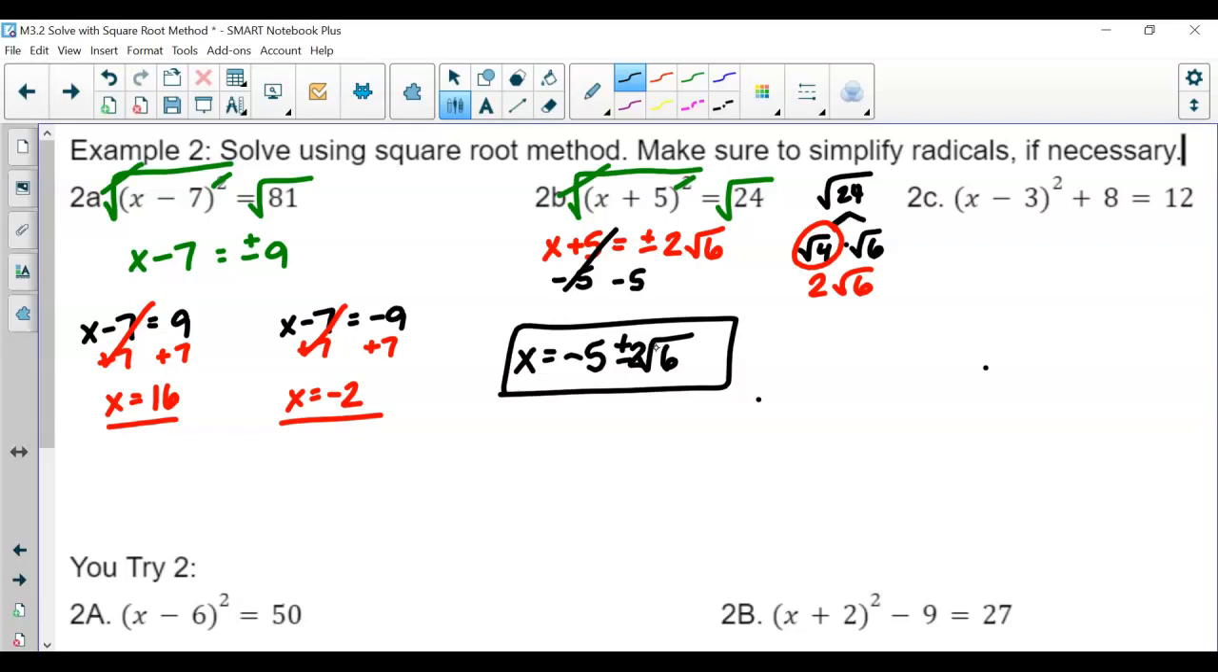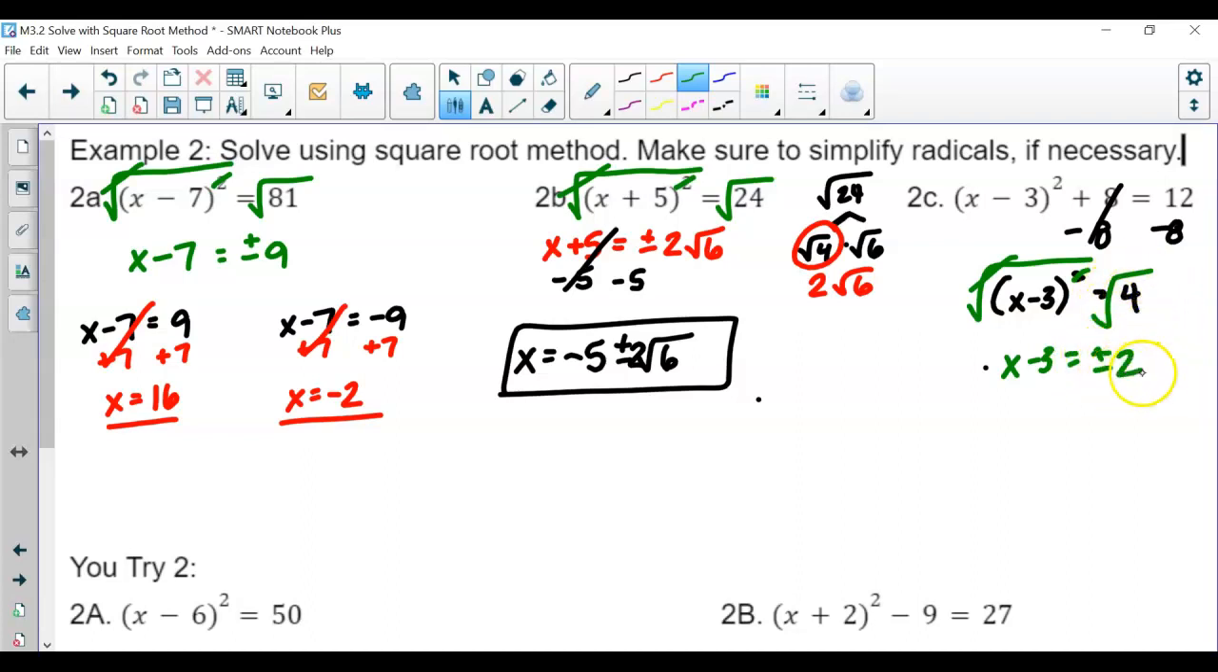So now 2c. Again, we can't actually take the square root yet because we have this plus 8 on the outside. So let's get rid of it by doing the opposite. Subtract 8. We're going to subtract 8 from both sides, bring down x minus 3 squared is equal to 4. Now we can take the square root and bring down x minus 3, which is equal to the square root of 4. Well, that is a perfect square, plus or minus 2.